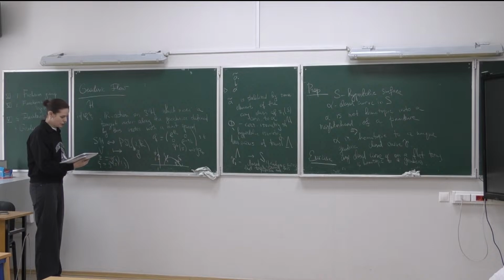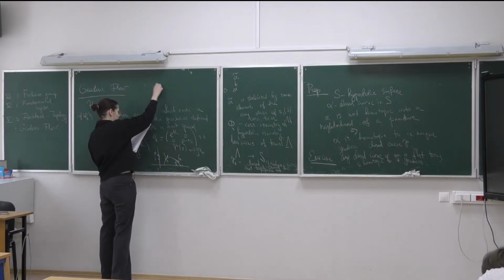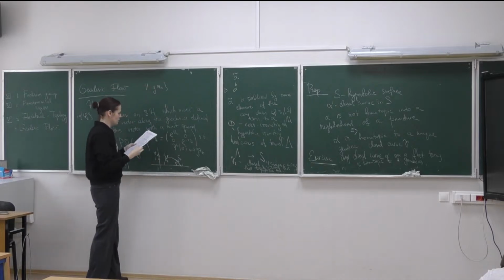So the orbit of g a_t projects to a geodesic through g(i).